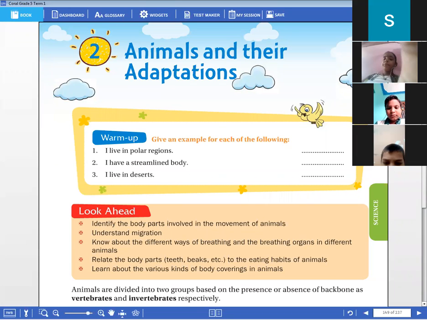Ship of the desert. Camel is also called the ship of the desert.